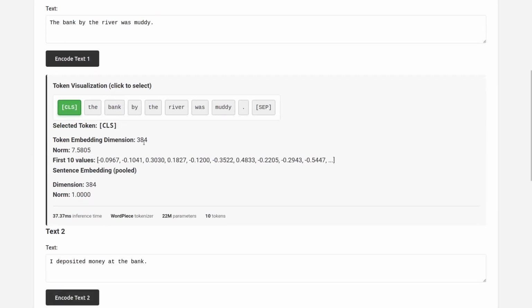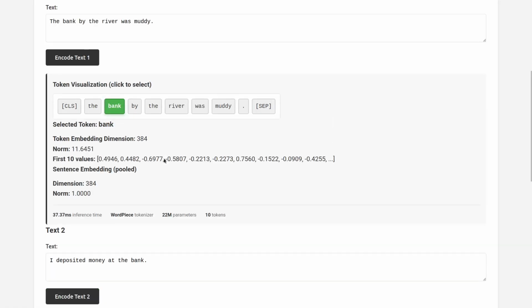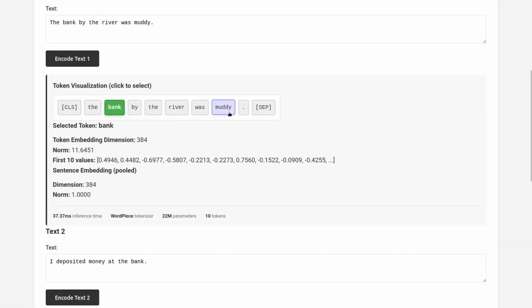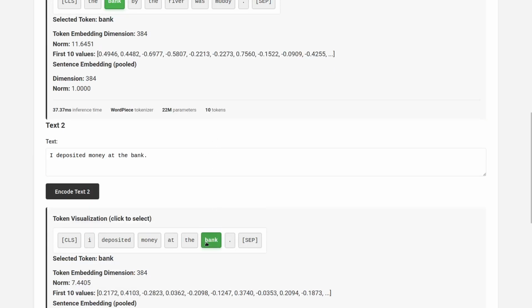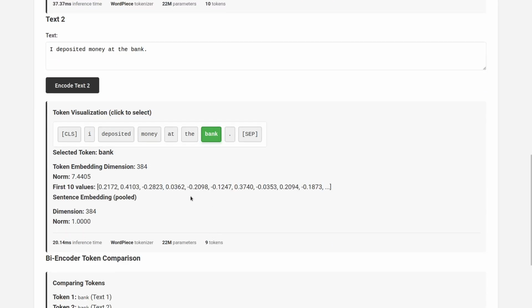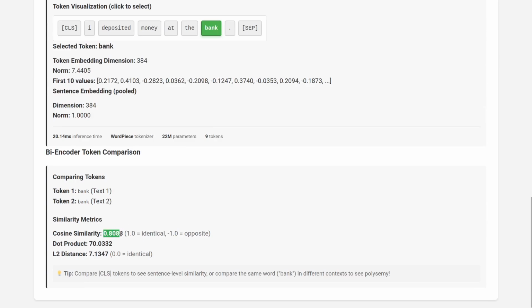But something I wanted to introduce here is that every token itself actually does receive a separate embedding. This is important because now we can look at things like this token, which is bank. That's just the word bank, but bank has a lot of different meanings. We can see here that the bank by the river was muddy is referring to a bank as the side of a body of water, and in the second text a bank is referring to a financial institution. So comparing these, they have some cosine similarity, which we would expect to be higher when the words are sharing their sense and lower when the words are being used in a different sense.